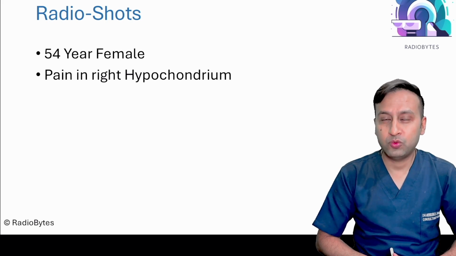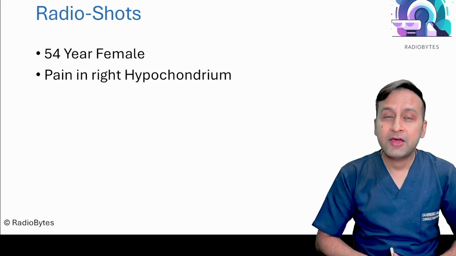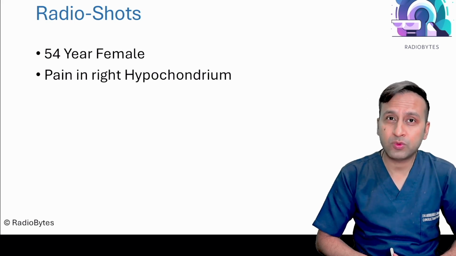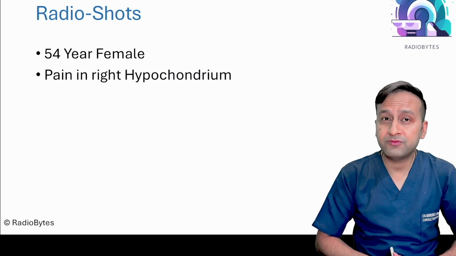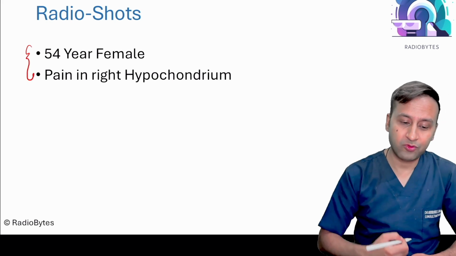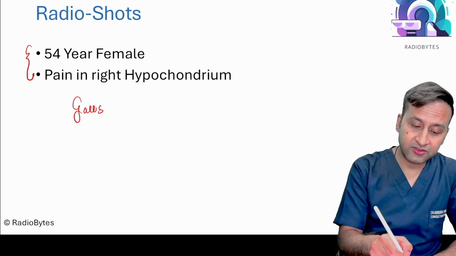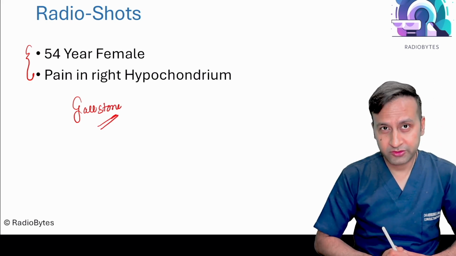an elderly female who came to us with pain abdomen. Now this patient had a history of gallstones, and this is the reason why we were suspecting a gallbladder pathology. The patient was initially sent to us for an ultrasound of the abdomen, but there was something wrong with her abdomen which led us to do a CT for her. So this is the clinical detail: a 54-year-old female with pain in right hypochondrium and presence of gallstones, thus raising a possibility of a gallstone disease.